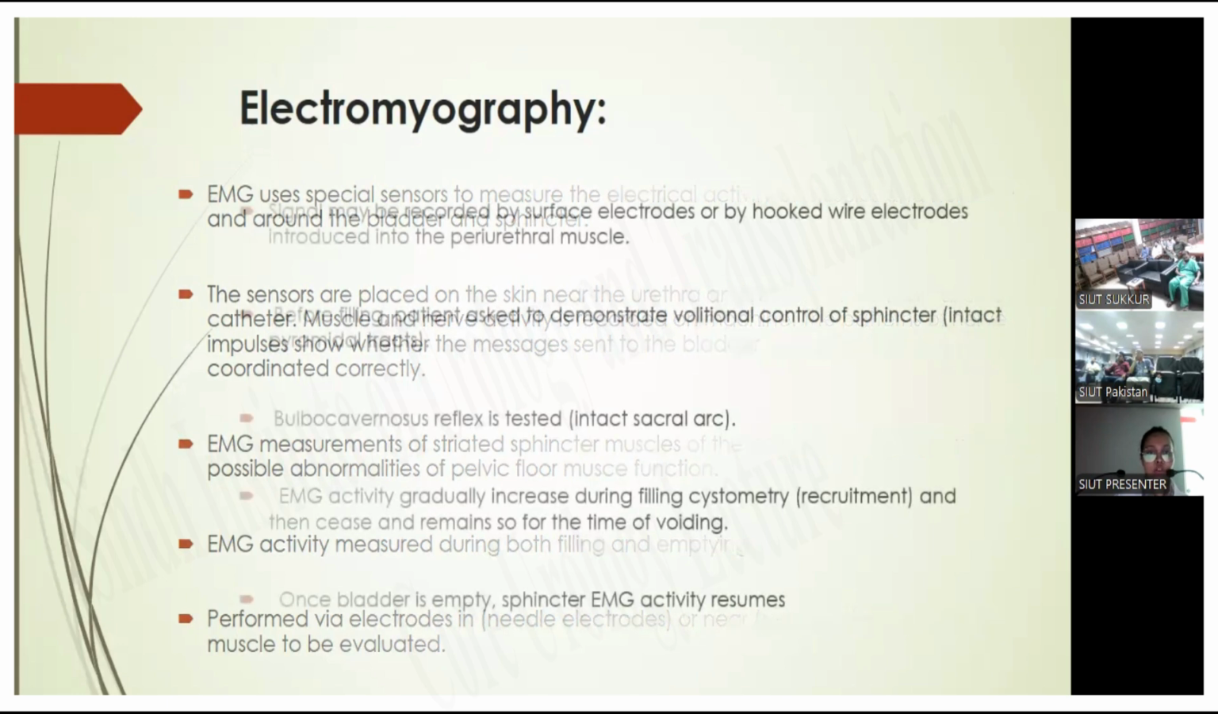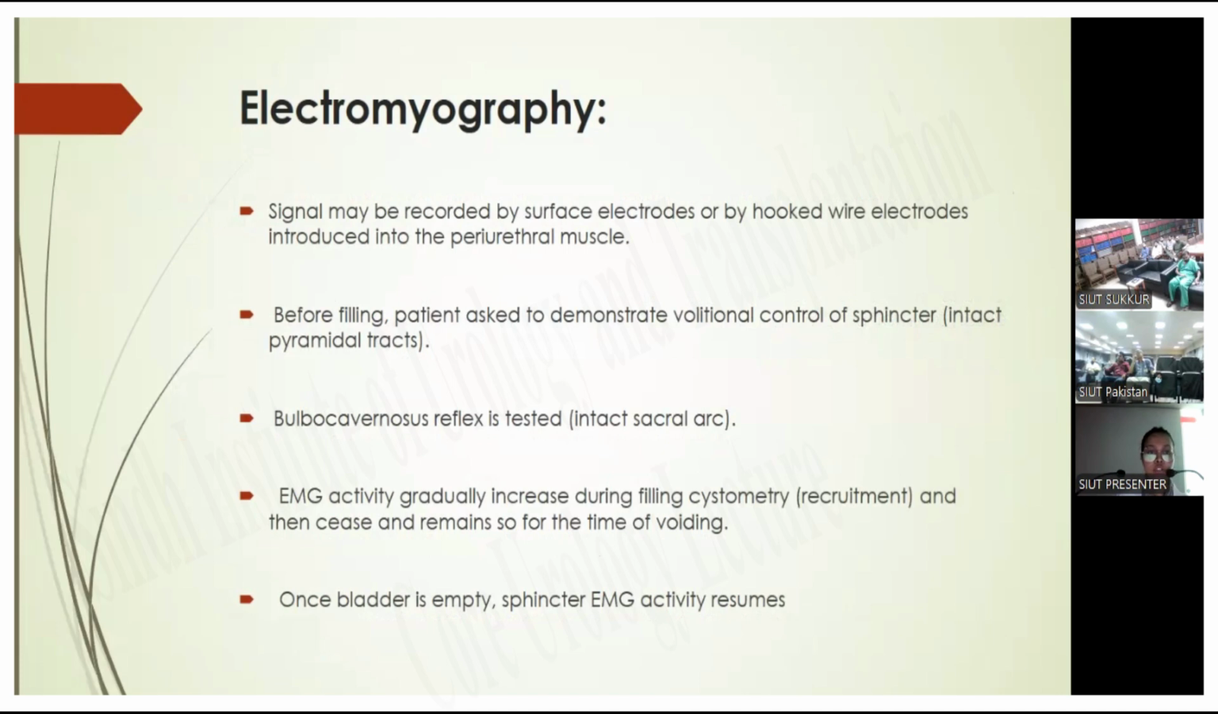Signals may be recorded by surface electrode or by hooked wire electrodes introduced into the periurethral muscles. Before filling, the patient has to demonstrate voluntary control of the sphincter, intact pyramidal tract; the cavernous reflex is tested, intact sacral arc. EMG activity gradually increases during filling cystometry and then ceases and remains so for the time of voiding. Once the bladder is empty, sphincter EMG activity resumes.